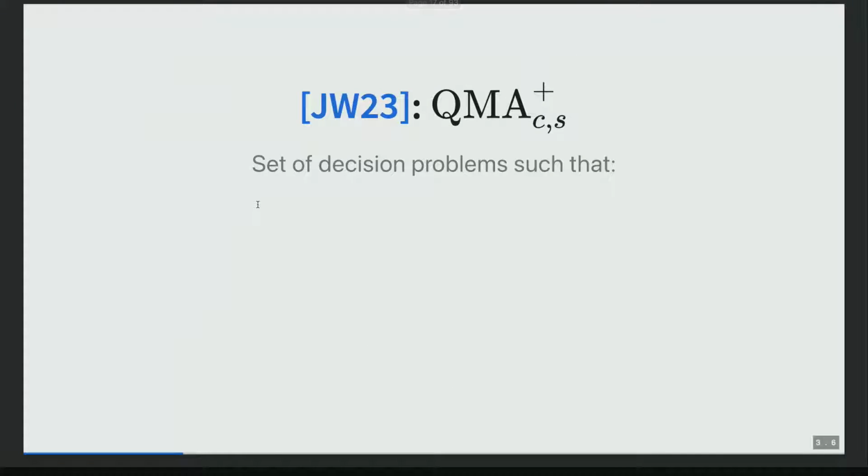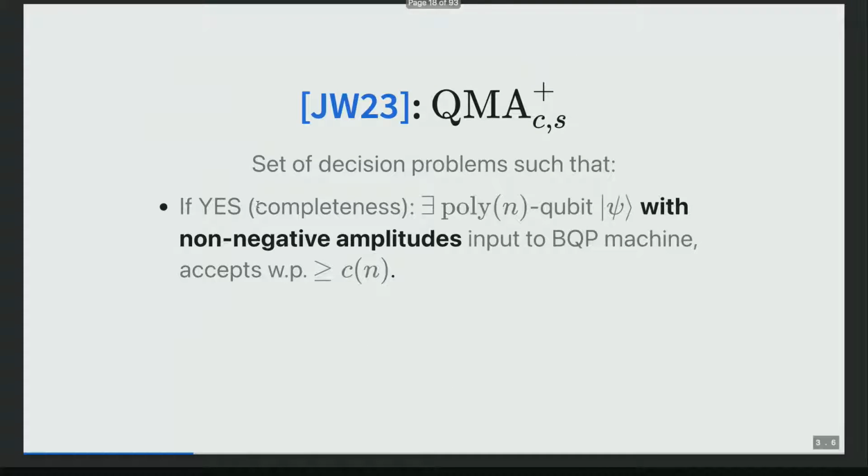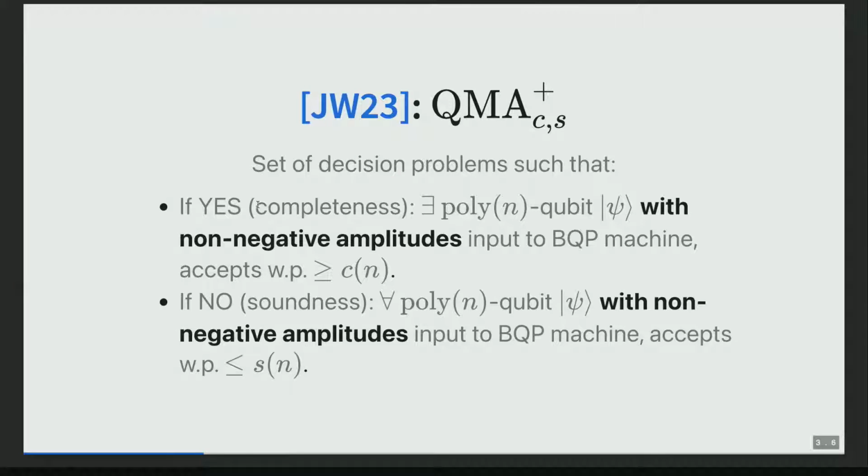So QMA plus again is a set of decision problems, where in the yes case, my quantum proof has an additional promise where it has to have non-negative amplitudes. So what do I mean here? I mean that if you take the computational basis and the state vector, all the amplitudes are real and non-negative. And again, in the no case, I'm only going to be resistant against states of this type, quantum proofs that have non-negative amplitudes.